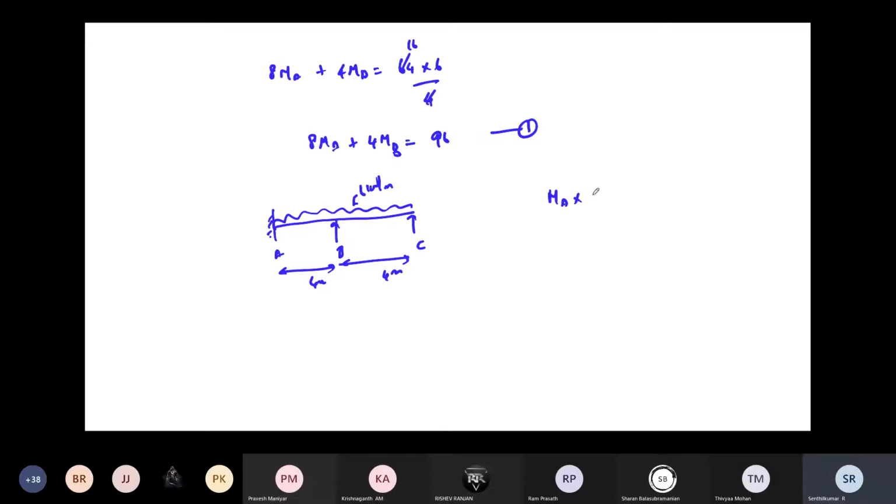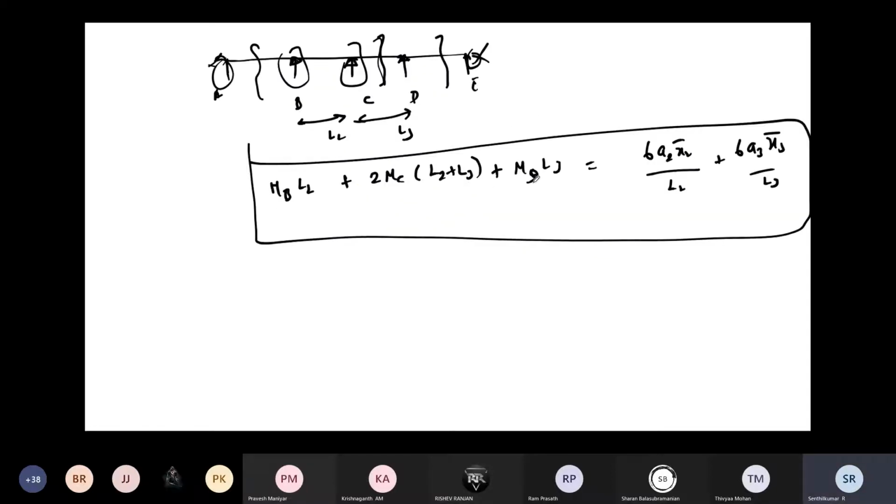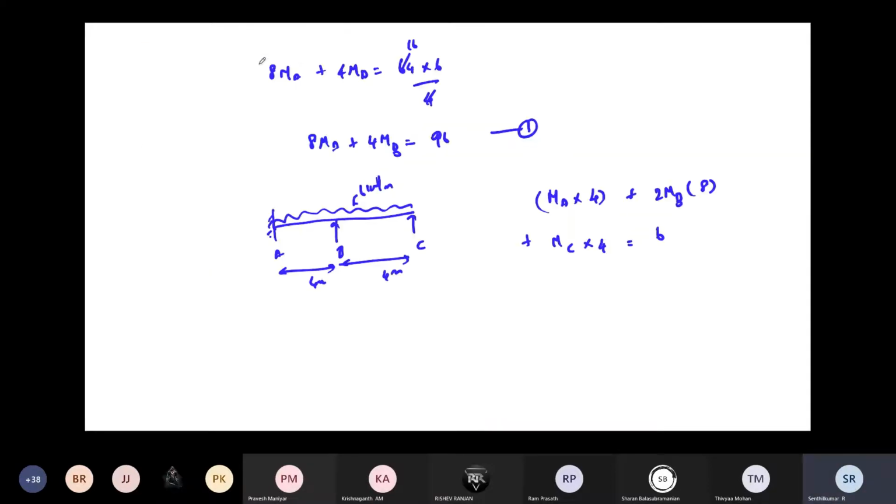MA times L1, plus 2 MB of (L1 plus L2), plus MC of L2, is equal to 6. AB is A2 only, right? So I'm making A2 x2 bar divided by L2 plus 6 A3 x3 bar divided by L3. So 4 MA plus 16 MB. MC won't be there because it's a pinned support, so it equals 0.